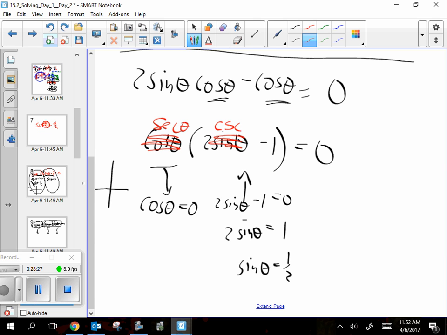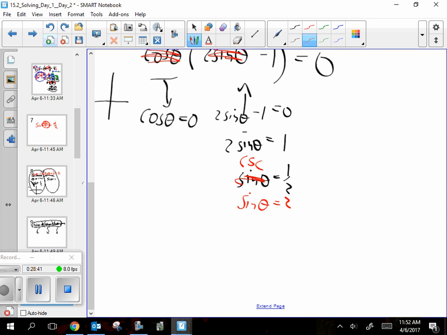instead of having cosecant equaling a half, I'll have to flip it and make it sine equals, flip that, 2. Well, what's wrong with that? What if it was sine equals 2? Another thing we would be evil enough to do to you. Can sine, picture the graph of sine. Can it ever be 2? No. So what's that answer?